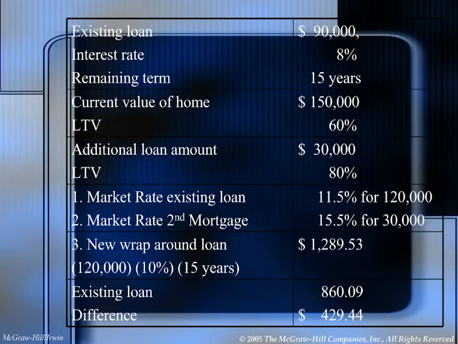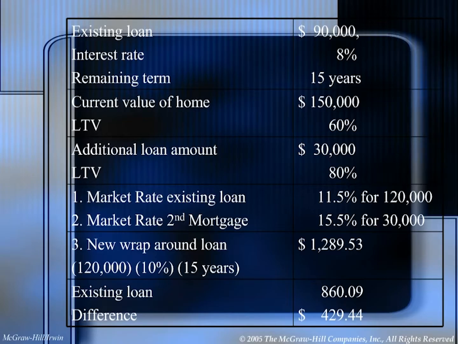Okay, so let's look at some statistics. We've got an existing loan of $90,000, and the interest rate on that loan is 8%, and the remaining years left on that loan is 15 years. Okay, the current value of the home. We've done a market analysis. The current value of the home is $150,000.